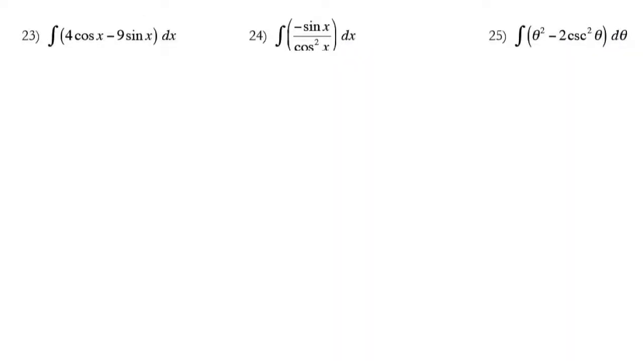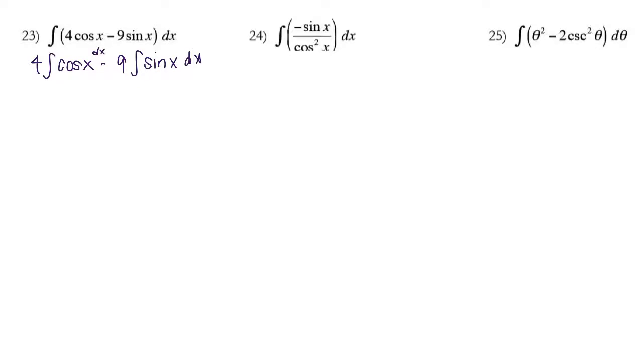Okay, and continuing on, just like the other patterns, we can divide up. And so we really can think of this as 4 times the integral of cosine of x minus 9 times the integral of sine of x. And then we go through, and I forgot my dx's here, and I always forget that. Y'all don't forget them like I do.